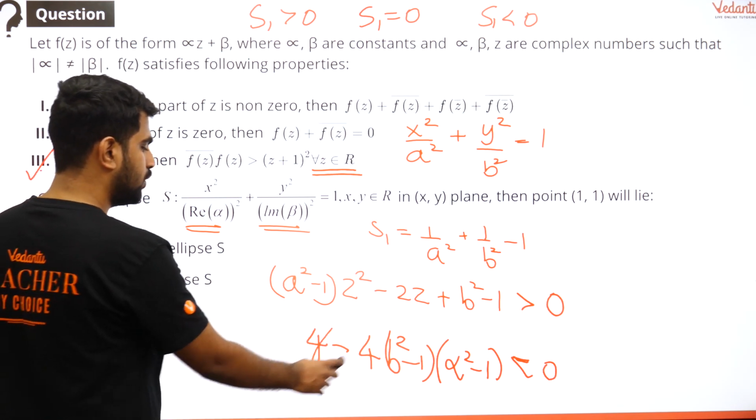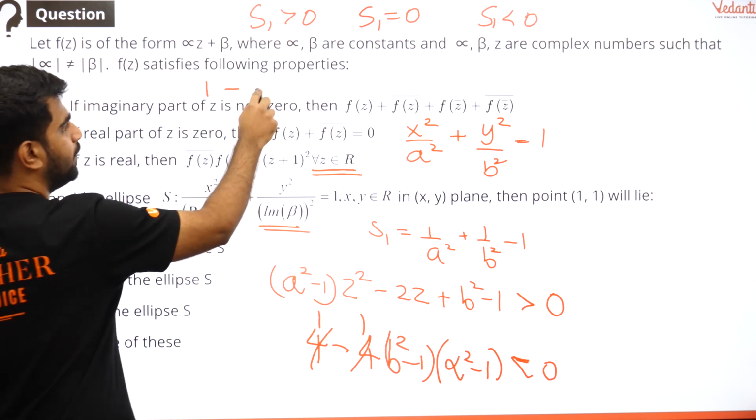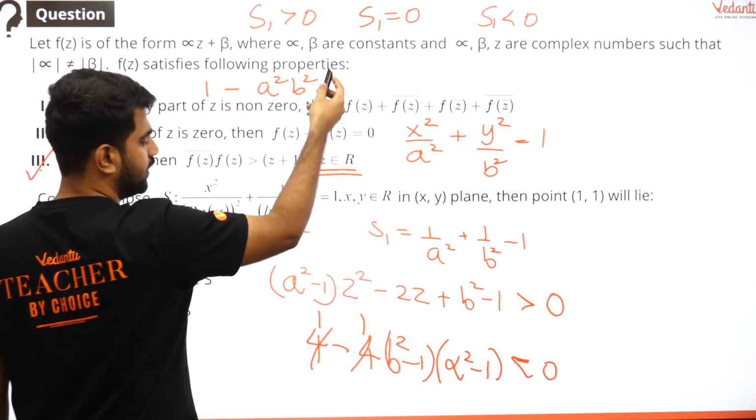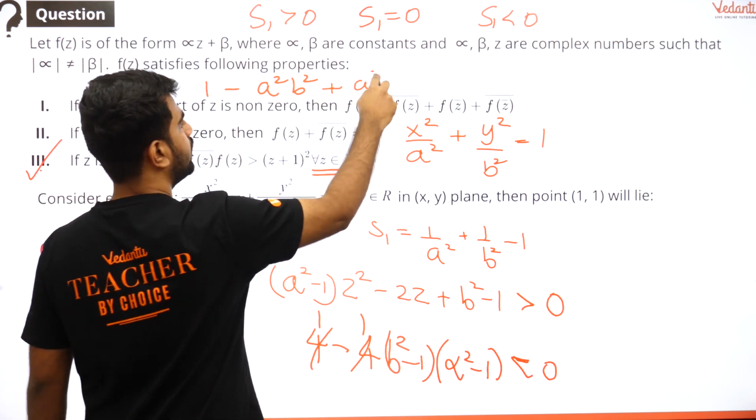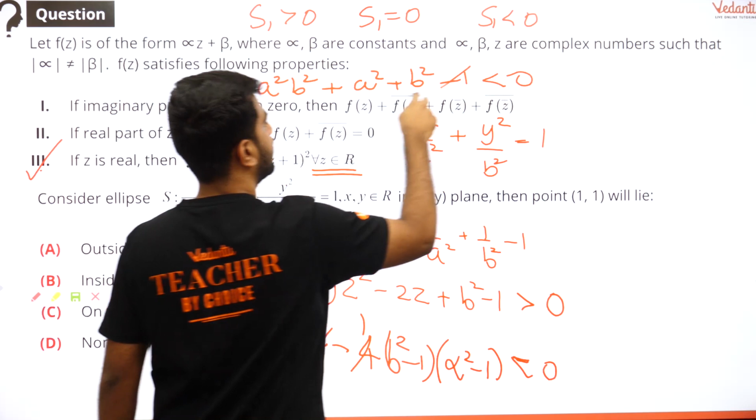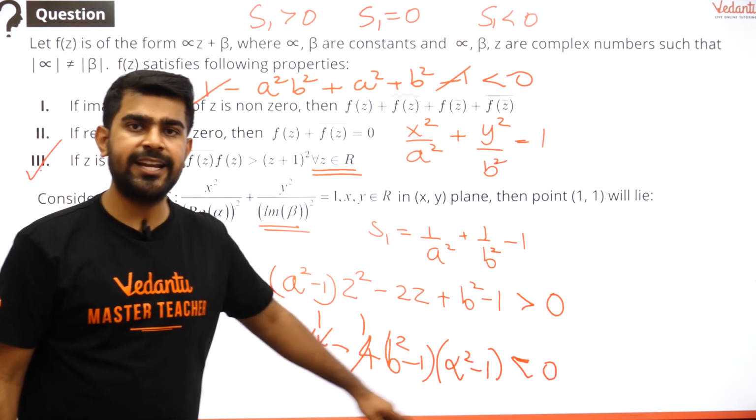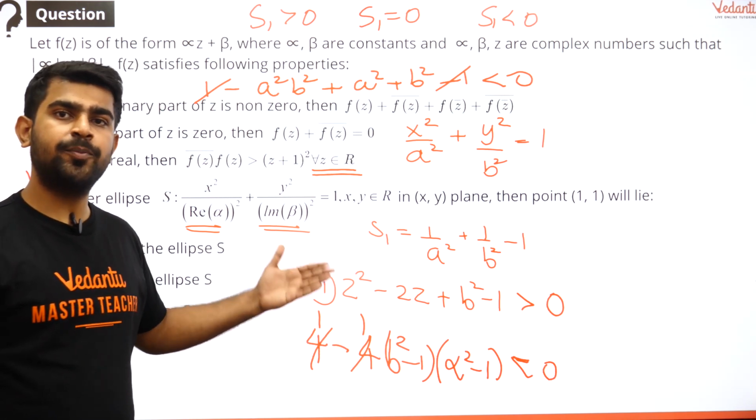I can cancel off these two 4's, I'll get 1 and 1. So let us solve that. So you'll get 1 minus a square b square plus a square plus b square minus 1 is less than 0. So I can cancel off these two ones. Okay. So guys, the alpha here is nothing but a, because alpha is a purely real number.